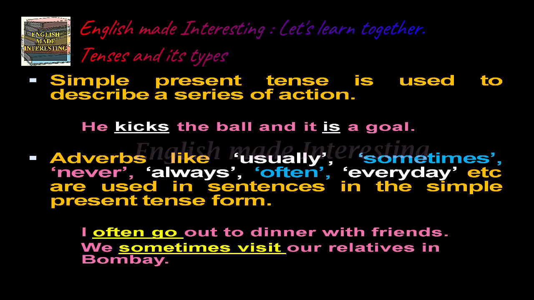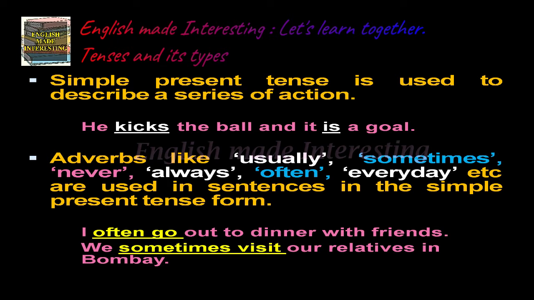Simple present tense is used to describe a series of action. Now look at the example. He kicks the ball and it is a goal. So it's a series of action that is taking place. So kicks and is simple present tense. Is the helping verb and kicks is the verb which is being used in the sentence.